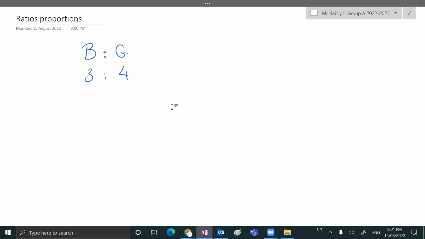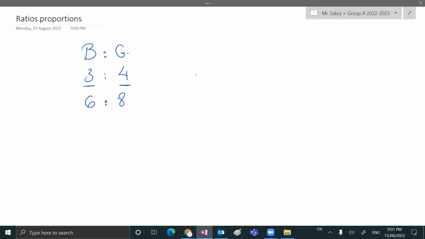The idea of the ratio does not say that if I have a ratio of 3 to 4, I actually have 3 boys and 4 girls. No. This means that for every 3 there are 4, which means if I have 6 boys, I'll have in front of them 8 girls and so on.